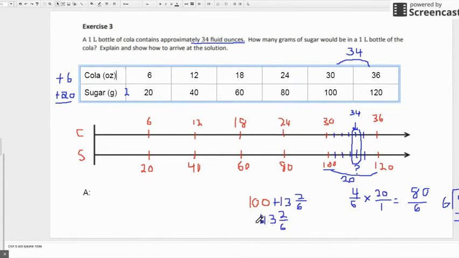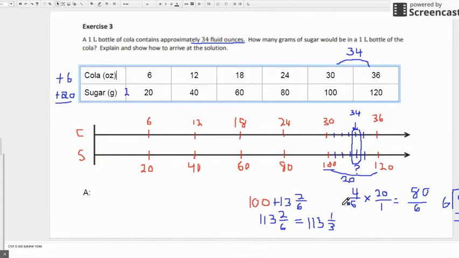All right, so that would be how many grams of sugar. We have 113 and 2/6. Well, this is almost the correct answer. We want to take just one more step further and simplify down the fraction. The question is, what can I divide 2 and 6 by? And of course, we can divide them both by 2. 2 divided by 2 is 1. 6 divided by 2 is 3.